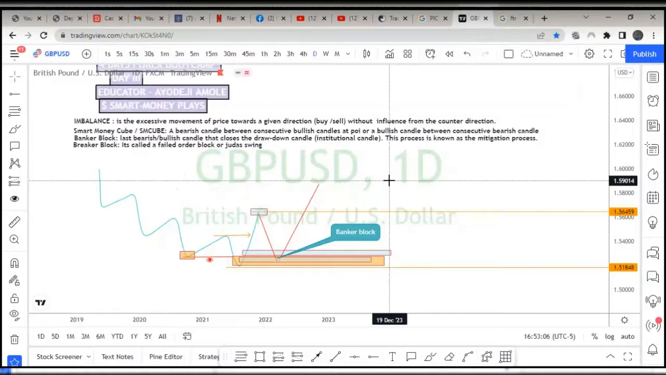So when I came into smart money, I realized that this thing is not just happening. There is a science to it. There is a procedure to it. There is a reason why it's happening this way. Okay, so this is called a breaker block. This is called a banker block. This is an imbalance. I've been seeing it, but I didn't know the meaning. This is a cube. This is the function of this cube. It just makes trading interesting.